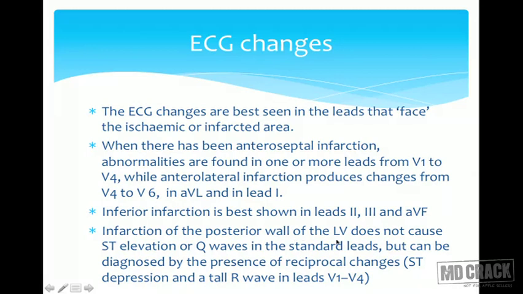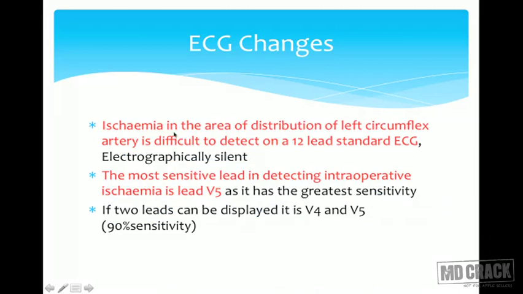Infarction of the posterior wall of the left ventricle does not cause ST elevation or Q wave in the standard leads, but can be diagnosed by the presence of reciprocal changes, that is ST depression and tall R wave in leads V1 to V4. Important: ischemia in the area of distribution of left circumflex artery is difficult to detect on a 12-lead standard ECG. Again, a very commonly asked question in MCQ, because this area is electrographically silent.